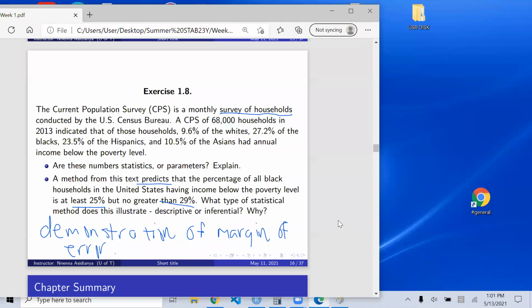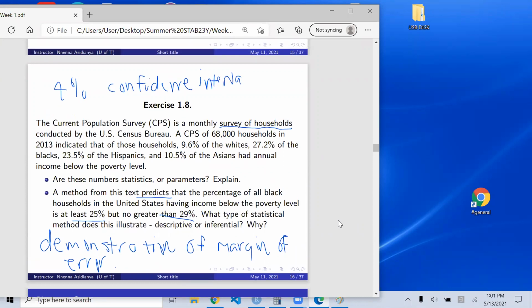This is actually not quite the margin of error, but it is related to margin of error. So the margin of error is not 4%, but 4% is the interval. It's called a confidence interval. So it's a 4% confidence interval. But I will say that the margin of error is about 2%. Exactly. It's about 2% because the point estimate is 27.2, right? 27.2 is somewhere between 25% and 29, basically, right?